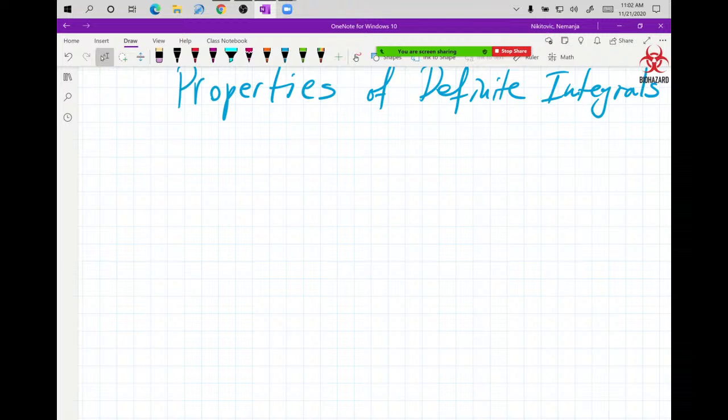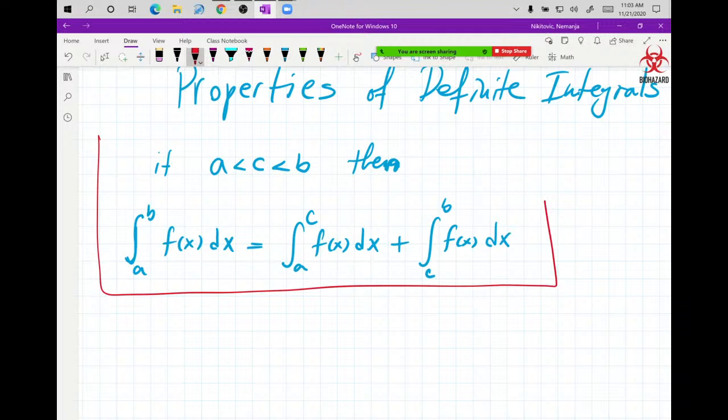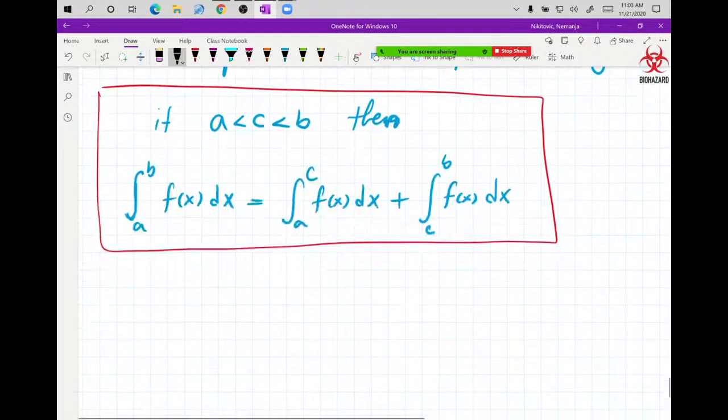So if a less than c less than b, then integral a to b of f of x dx is equal to integral a to c of f of x dx plus integral c to b of f of x dx. Now, it doesn't look like much, but it's a holy nightmare. This is a good thing. And very easy to understand also.